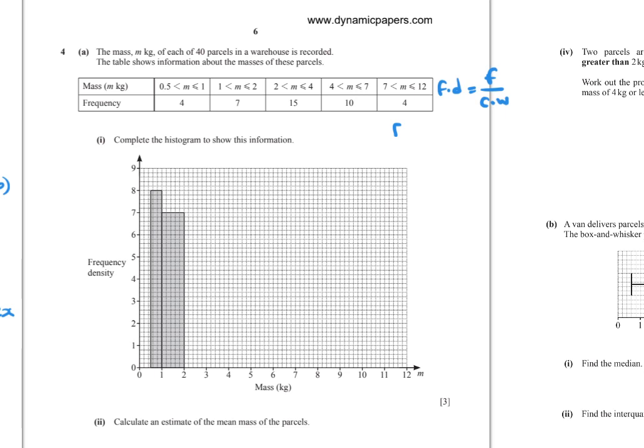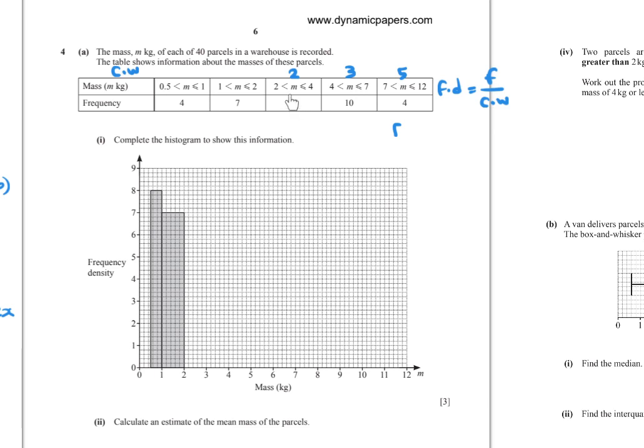The first two are drawn for you, so we need to draw the rest. Now the class widths, we can write the class widths for the last three. From 2 to 4, so 2, this is the class width. From 4 to 7, so 3. From 7 to 12, so 5.